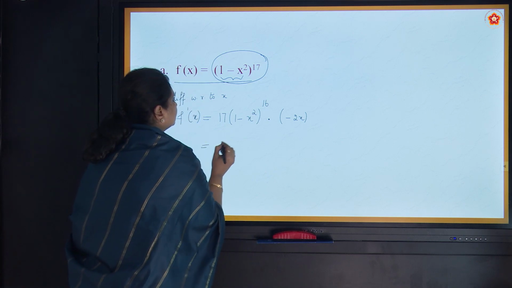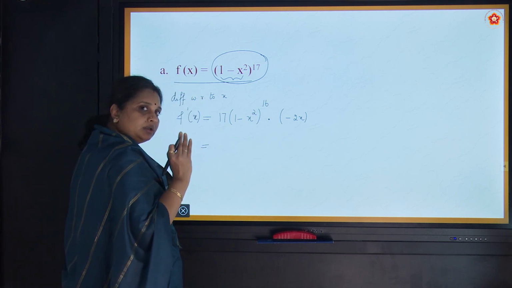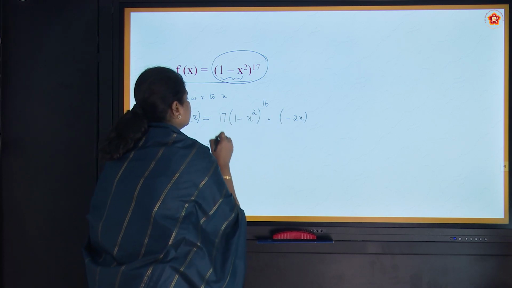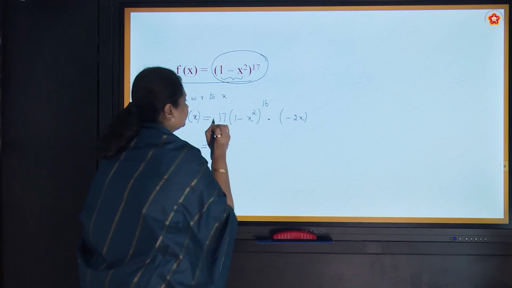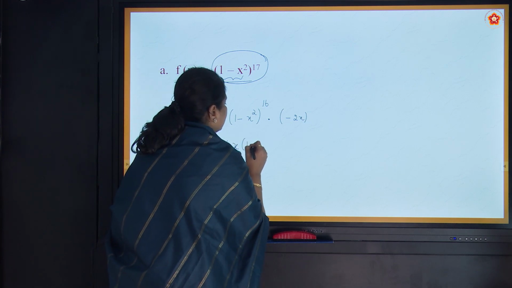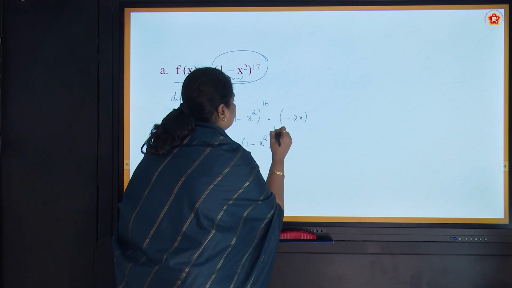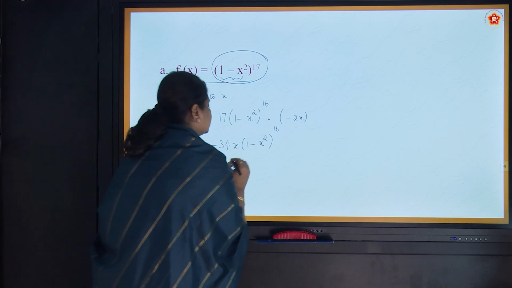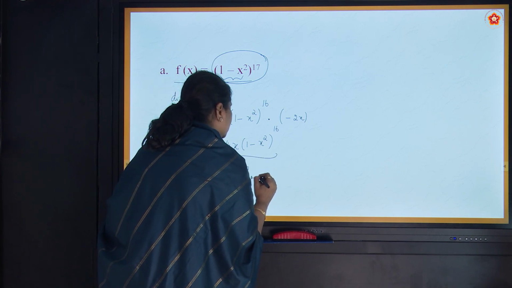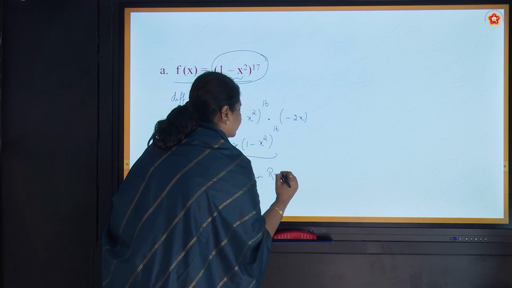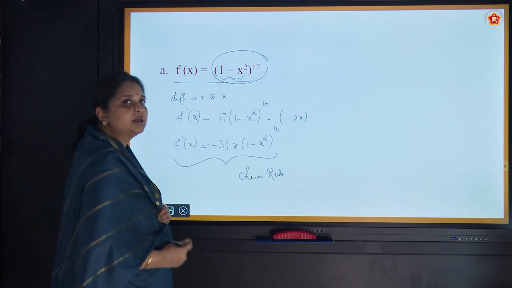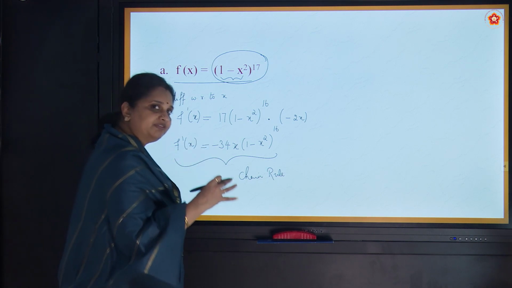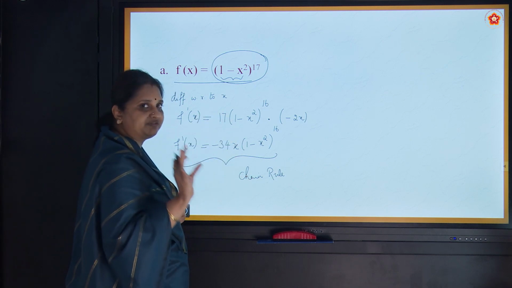So always remember, depending on the number of terms in the polynomial, you will rearrange it. So you have minus here, 2 into 17 becomes 34, and then x into 1 minus x squared, the whole raised to the power 16 will be your f dash of x. This is called your chain rule of differentiation. So every part of the function is getting differentiated. So first always the power rule, then the inner function. So the outermost function is first differentiated.